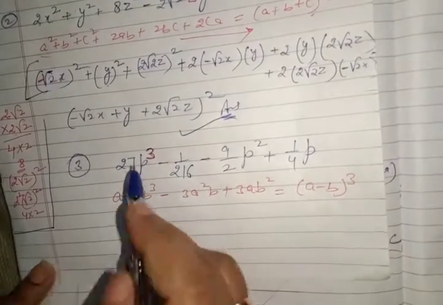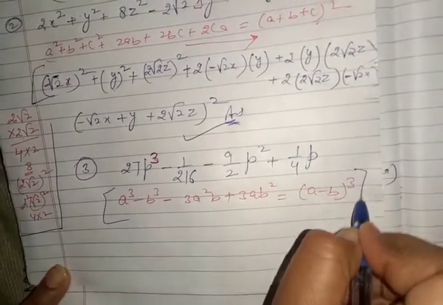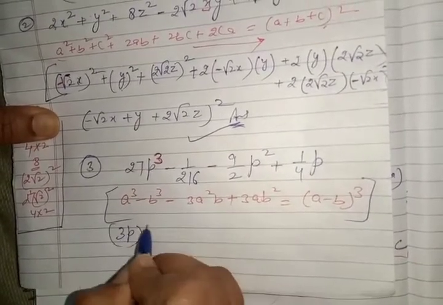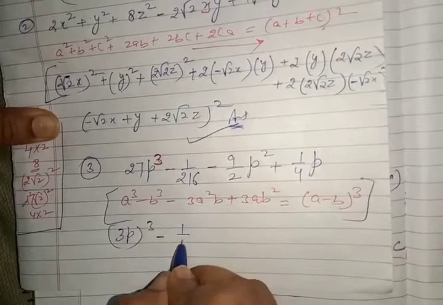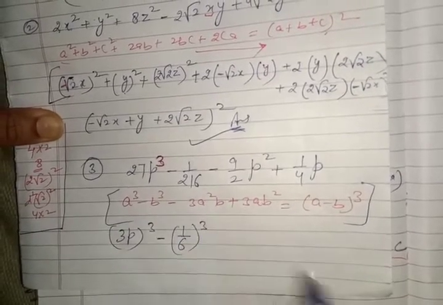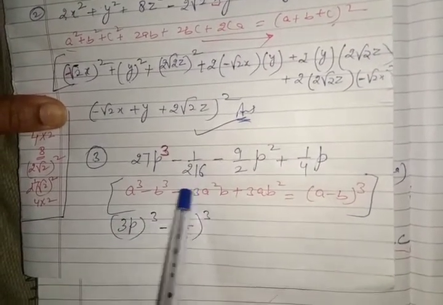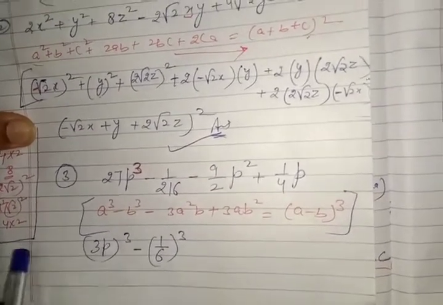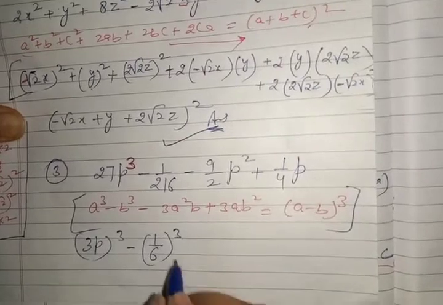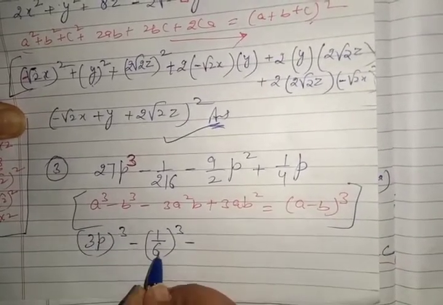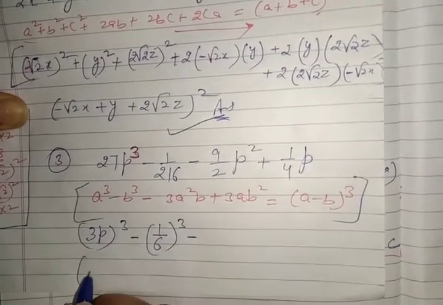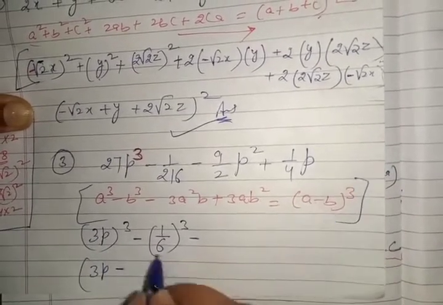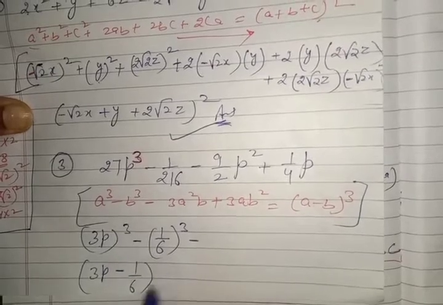So this 27p cube can be written as 3p whole cube, using this identity. This is a cube, and this is b cube. You have done cube and cube root, square and square root in class 8. So 216 is the cube of 6. You can find it by prime factorization easily. We have got a, we have got b. Our answer is a minus b whole cube, where b here is 1 by 6.